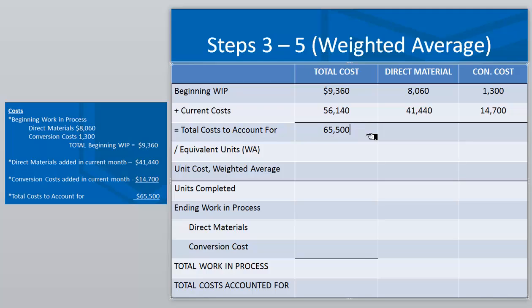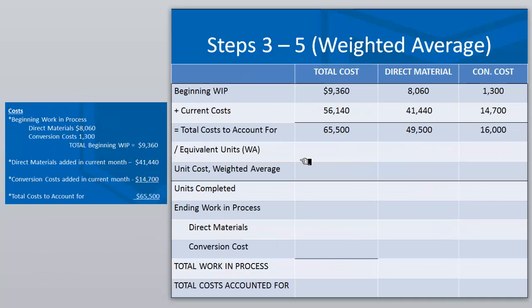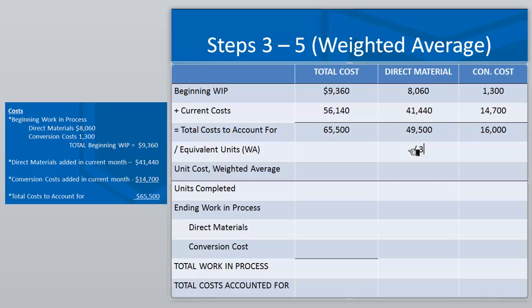Total cost to account for 65,500. You can see that number right there in the problem. Total direct material 49,500. Conversion cost 16,000. We're going to spread the cost of our direct material and conversion cost across our equivalent units. So going back to the problem before, weighted average equivalent units were 33,000 for direct material, 32,000 for conversion cost. So I'm going to divide by 33,000. I'm going to divide by 32,000.